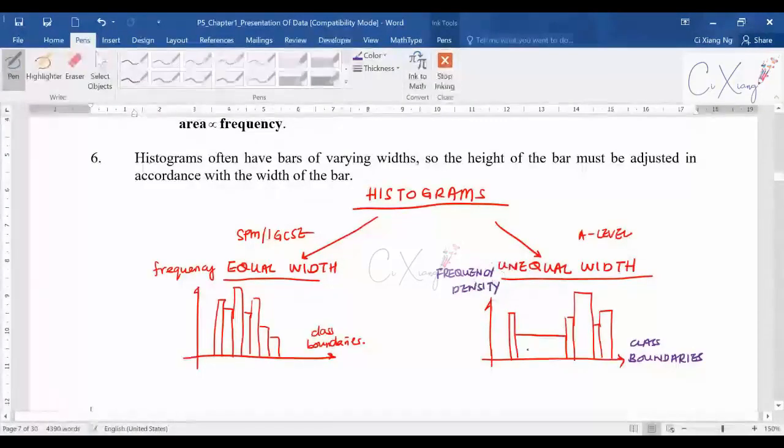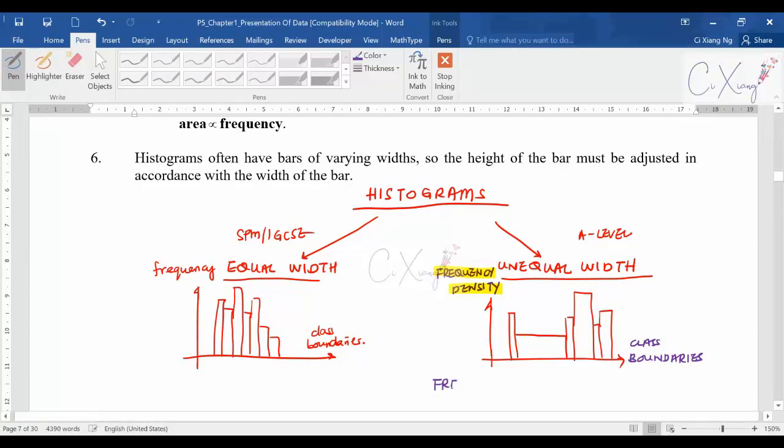So this is the new type of histogram that we should know for A-level syllabus. Of course, sometimes they will still ask you for equal width, but most of the time they will ask you for unequal width because more things to ask and more things to test. So the new term here is frequency density. What is the meaning of frequency density?